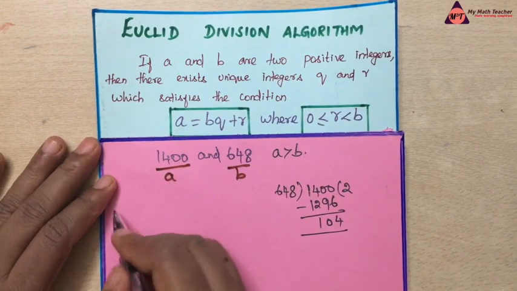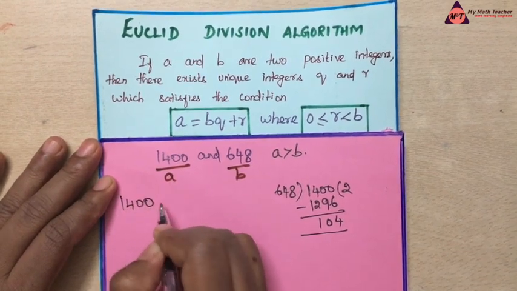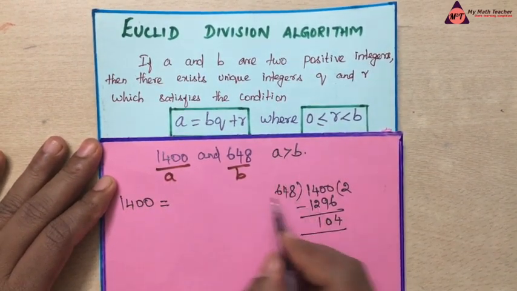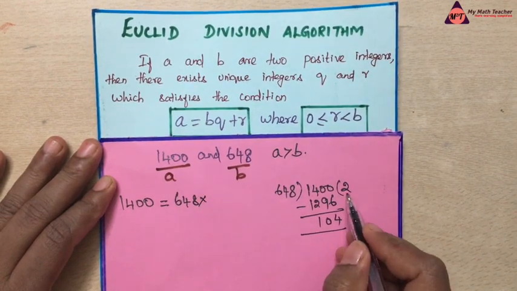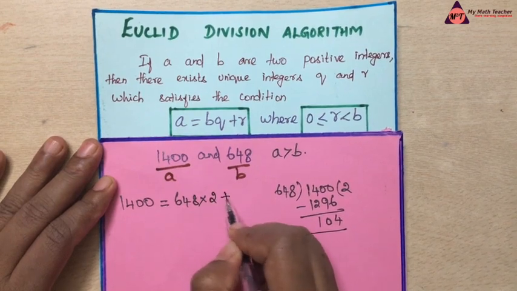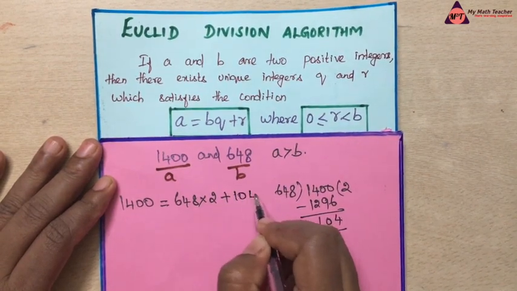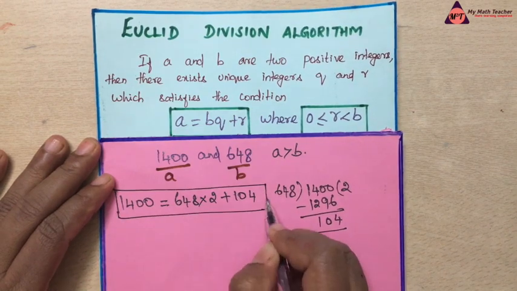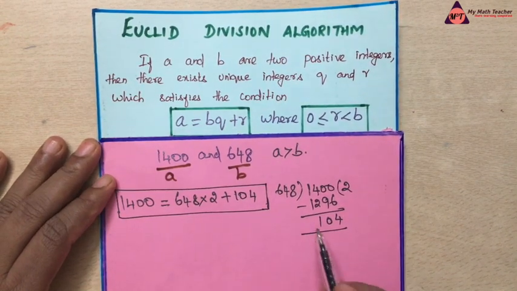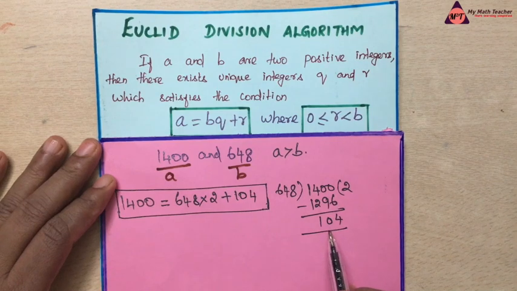What is a? A is 1400. That is equal to, what is b here? B is 648 multiplied by the quotient. What is the quotient? 2 plus the remainder. What's the remainder? 104. Now this is the first step. Okay. Now as you know, the remainder is not equal to 0.